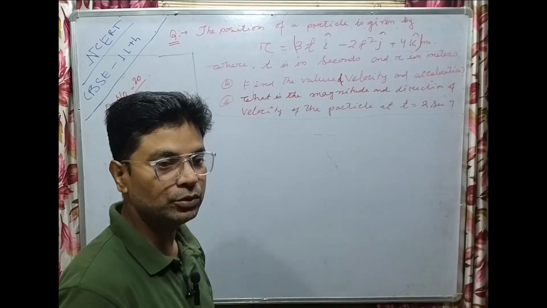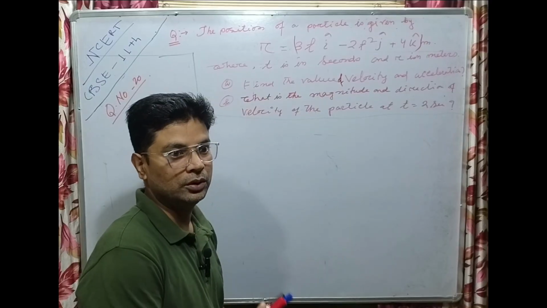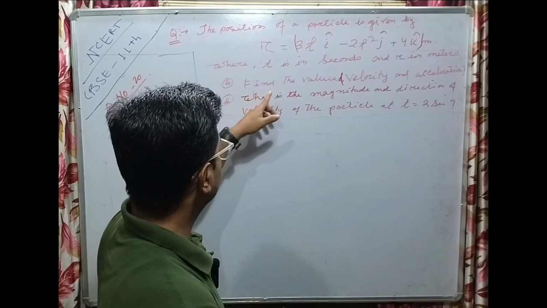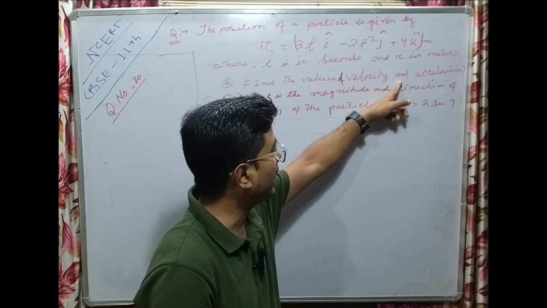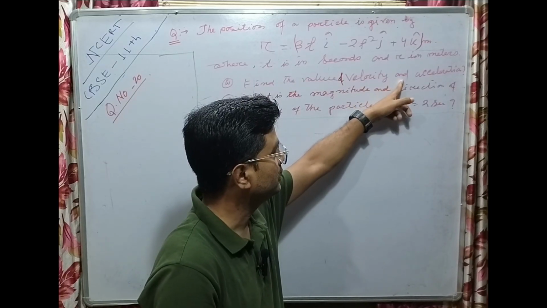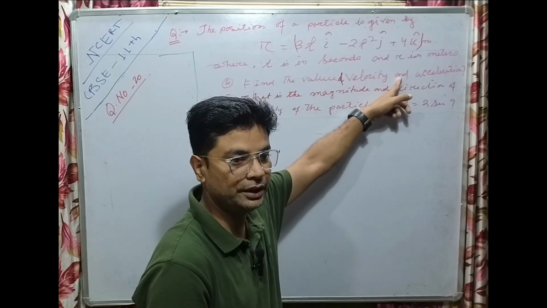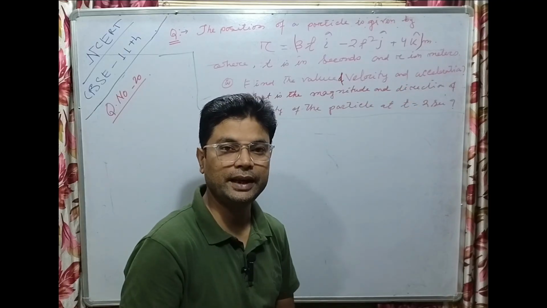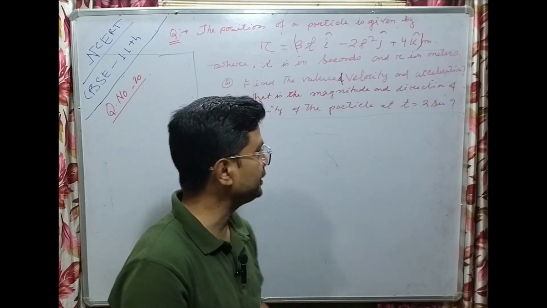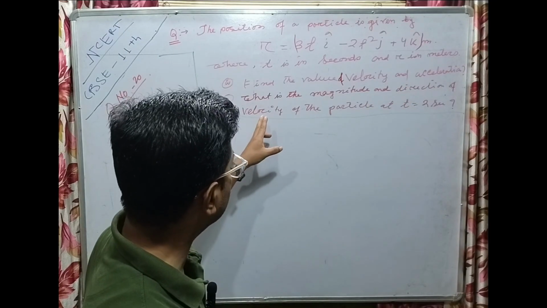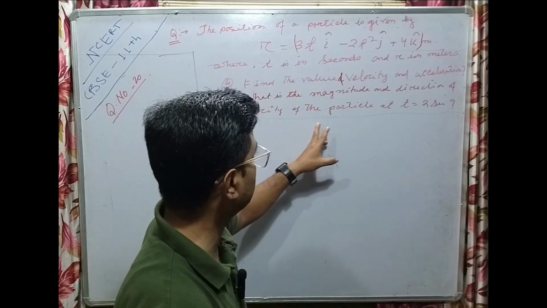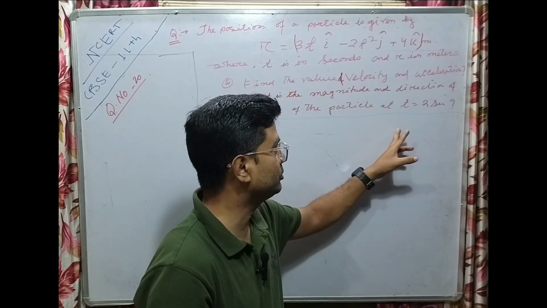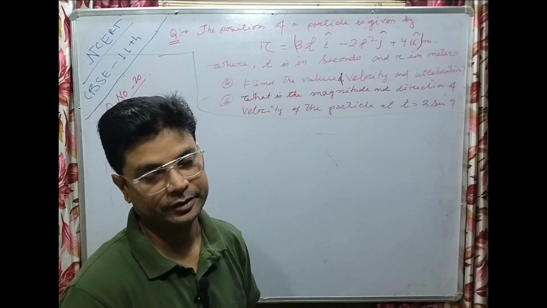And we are to calculate the value of velocity and acceleration. We need to calculate the value of velocity and acceleration, right? And then, what is the magnitude and direction of the velocity of the particle at t equals 2 seconds?